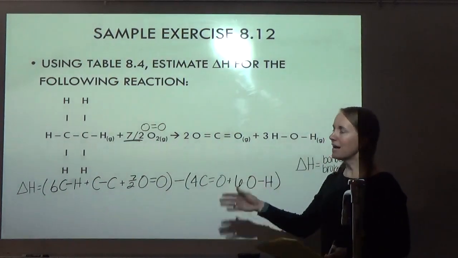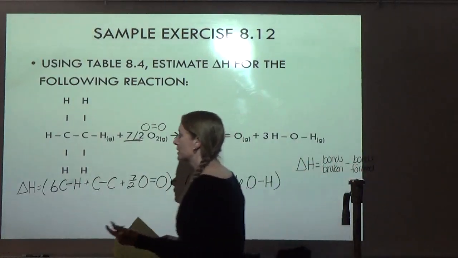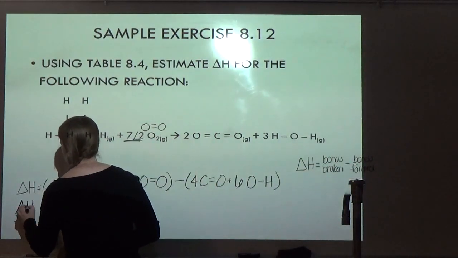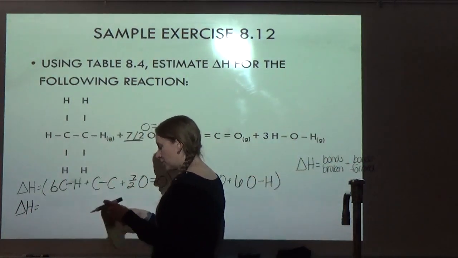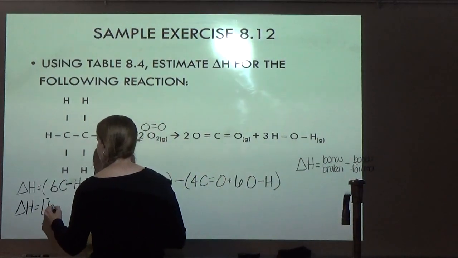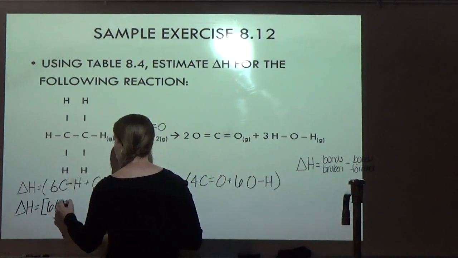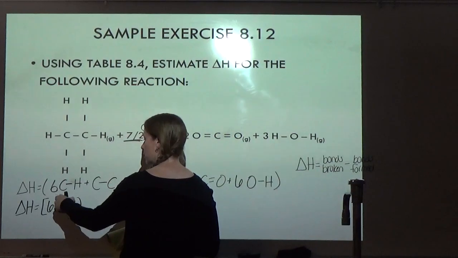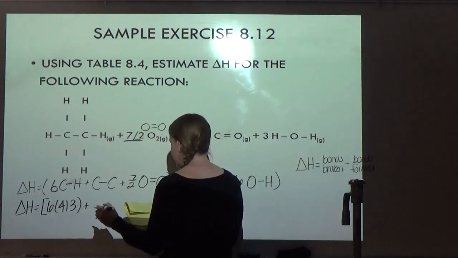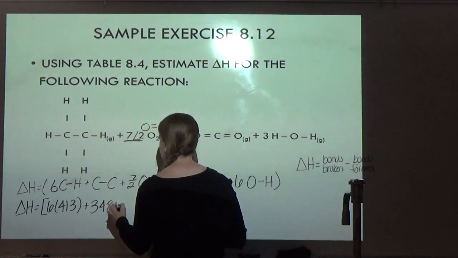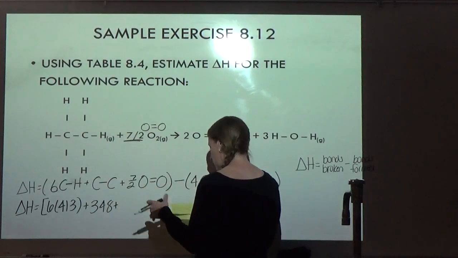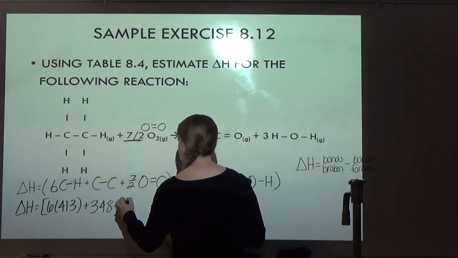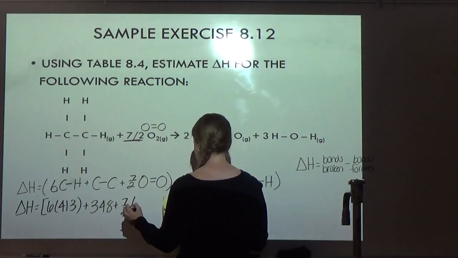All right, so once I know that, then I can go look at my bond enthalpy. So those are the numbers that I'm going to plug in for you. For the CH bond, it was 413, and notice I multiplied it by 6. For the CC single bond, it was 348. For the O double bond O, I'm going to keep my 7 halves.